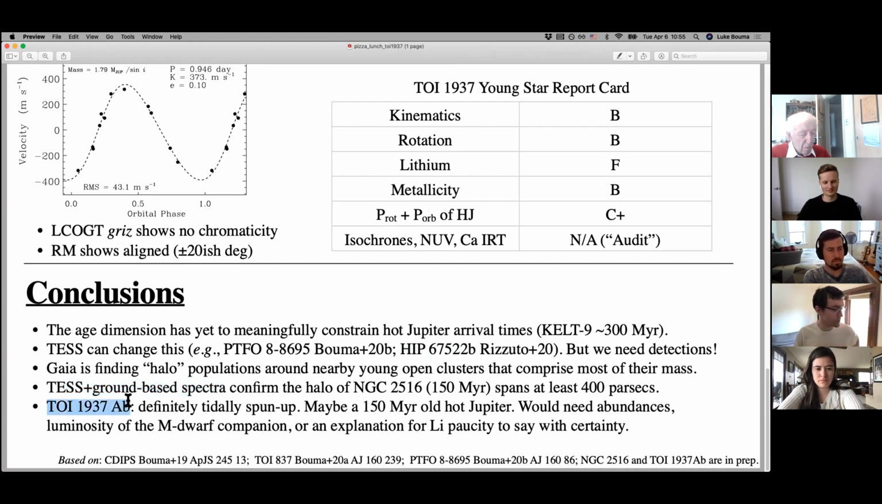For this particular hot Jupiter system, I've made the case that it's definitely tidally spun up, and it might be young, but some additional work might be needed, either in precision spectroscopy, or maybe in studying its M-dwarf companion that I haven't really mentioned at all. It's a binary system, and the M-dwarf might still be contracting. Overall, I think a broader analysis of the TESS data will be the most useful thing in the future. Thanks for your attention. I'd be happy to take any questions.